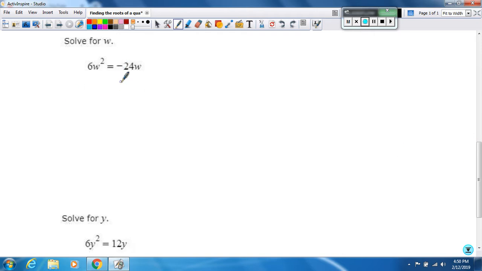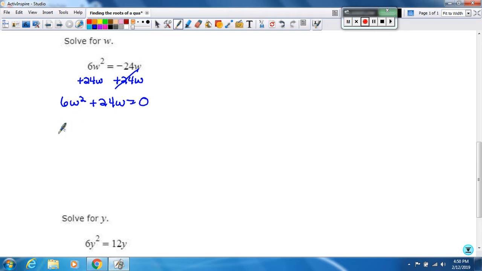So this one, the first thing you have to do is get them to one side so you can factor. So the opposite of negative 24w is a positive 24w. So I'm going to put that on each side. So that gives me 6w squared plus 24w equals 0, because those cancel.